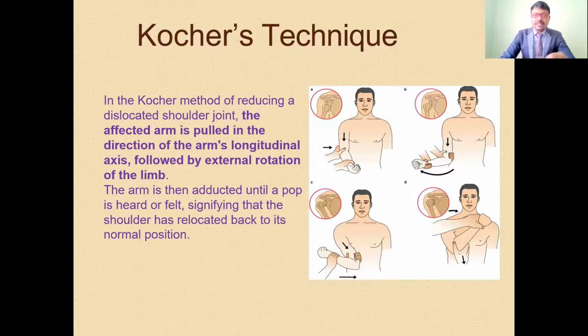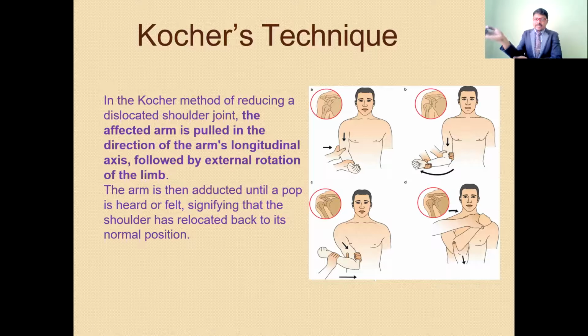So another one is the Kocher's method. In Kocher's method, the position of the patient should be supine lying. This method is also useful to reduce shoulder dislocations. Here the affected arm is pulled in the direction of the long axis. We give a slight traction downwards, as we see here. Give the traction, followed by external rotation. If you pull, give the traction and slightly do the external rotation of the shoulder. So you have to do the external rotation in this direction.